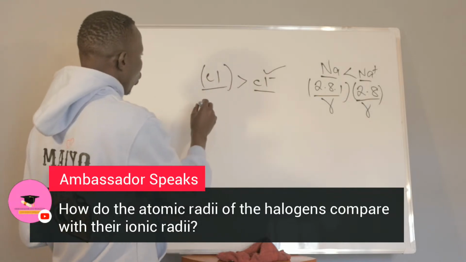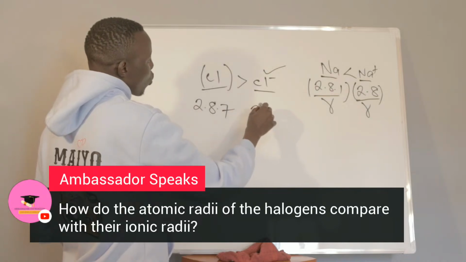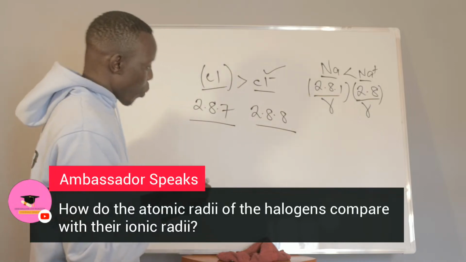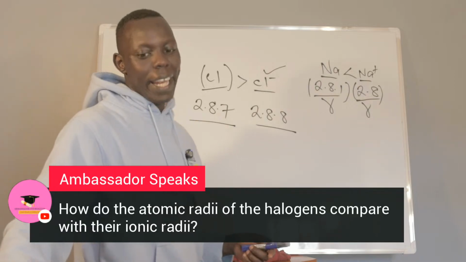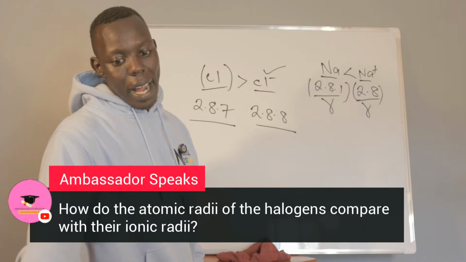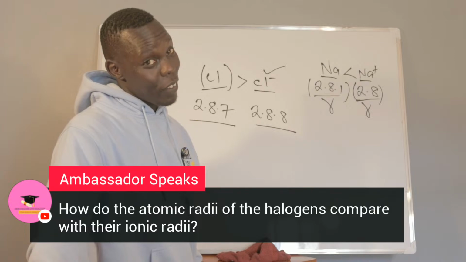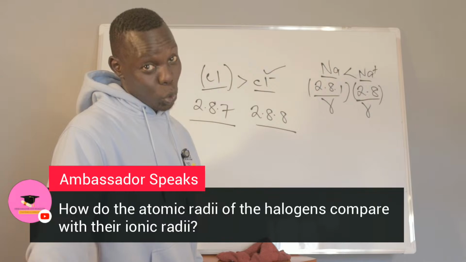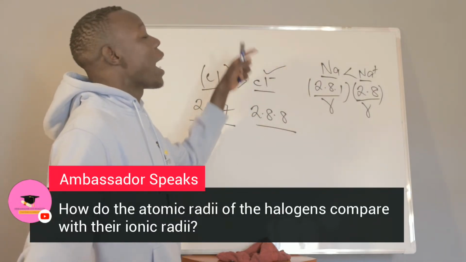Now chlorine has 2, 8, 7. The chlorine ion has 2, 8, 8. So you cannot explain using the concept of sodium, because these have the same energy levels: 3 energy levels, 3 energy levels. Are you together? The reasoning is this, for those who are writing. First of all, the atomic radius of the halogen atom is less than its ionic radius, meaning the ionic radius is larger than the atomic radius.